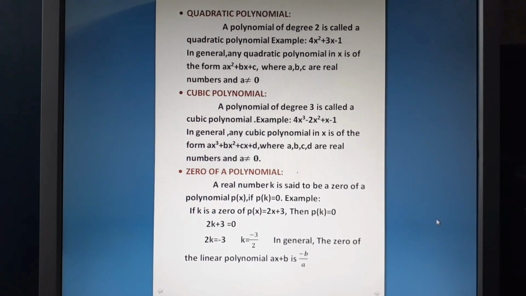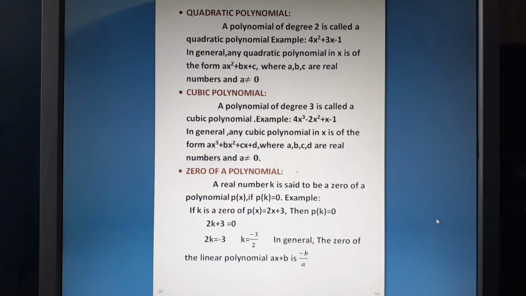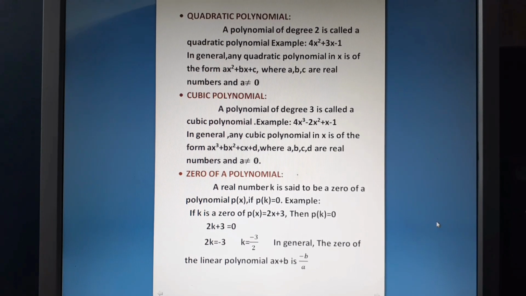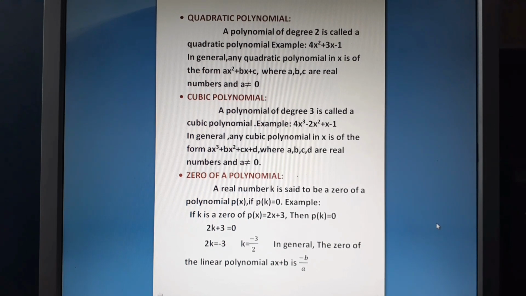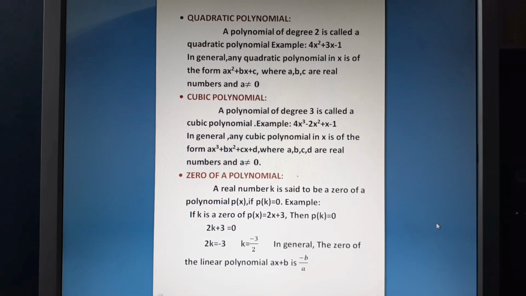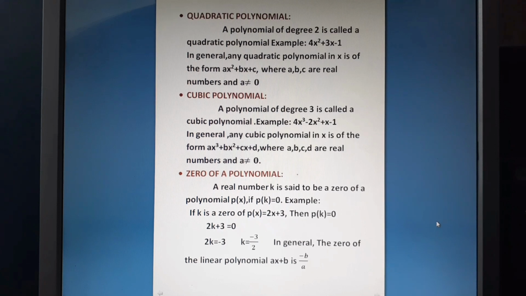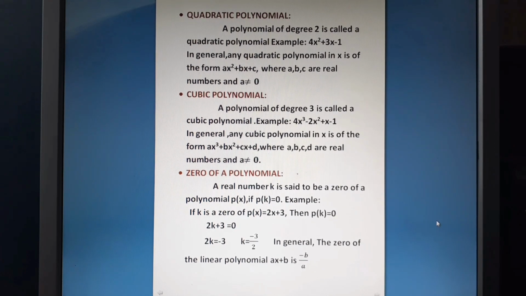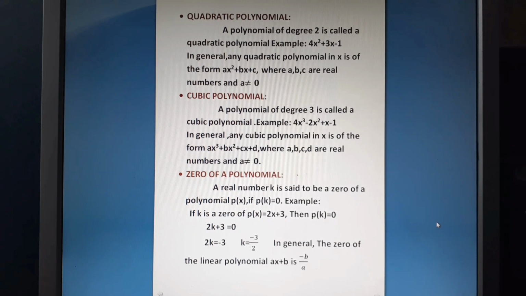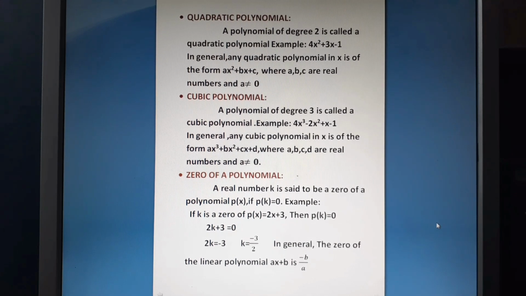You have already studied in class 9 how to find the zeros of the linear polynomial. See the definition. Zero of a polynomial. A real number k is said to be a zero of a polynomial p of x if p of k is equal to 0. For example, if k is a zero of p of x is equal to 2x plus 3, then p of k is equal to 0.